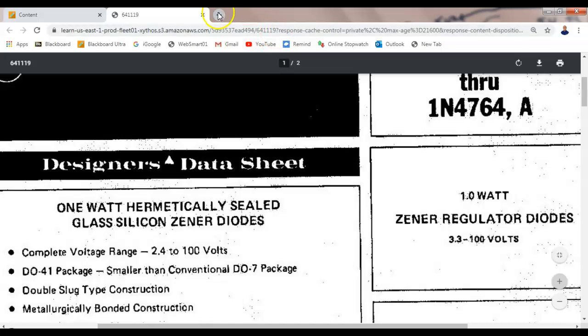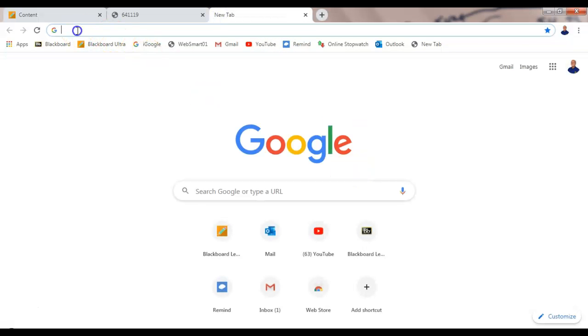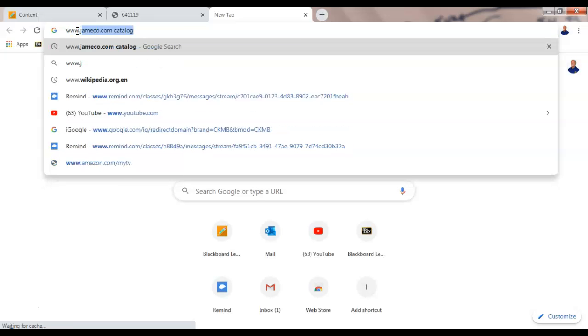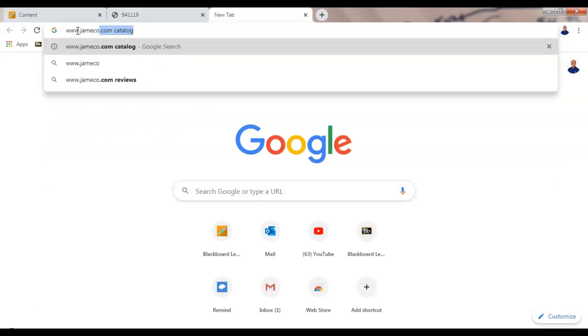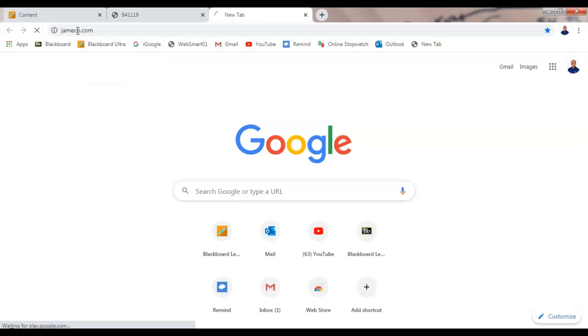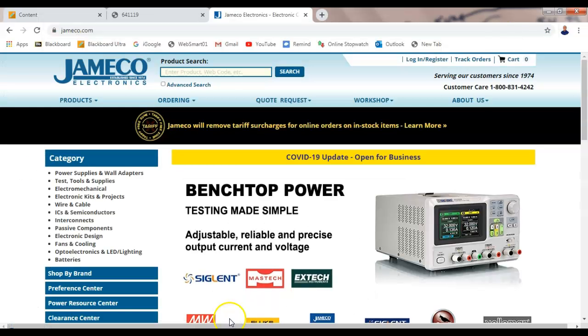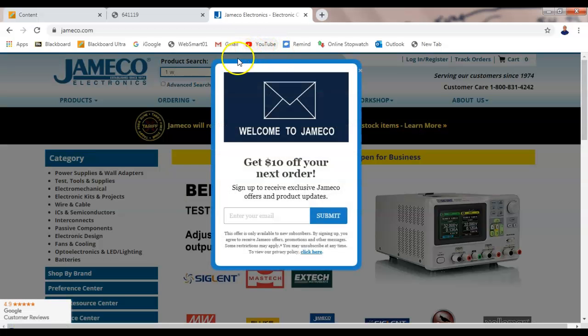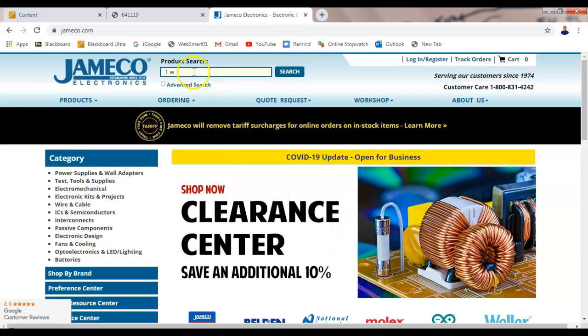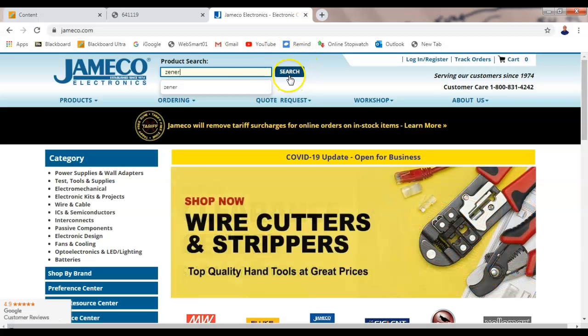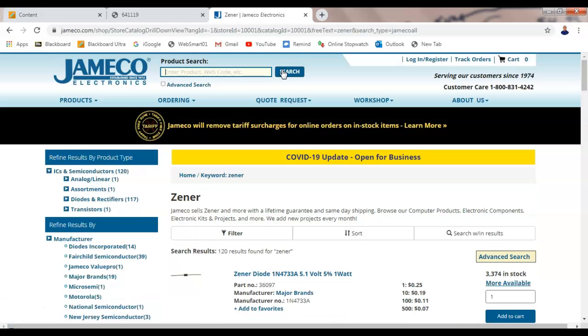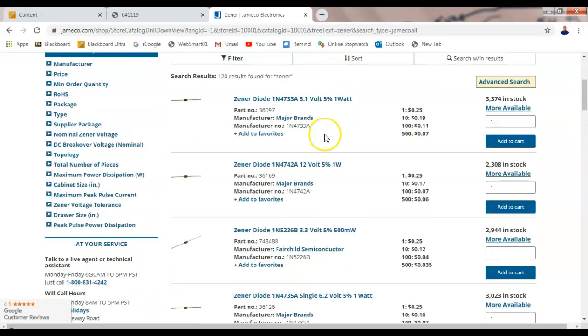So the site that we buy a bunch of parts from, I really like it. It's called Jemeco, JEMECO.com. And you could come up here on the top and say like 1 watt. Like we can come up here and just say Zener diode and just search. And then it'll show us their Zeners.